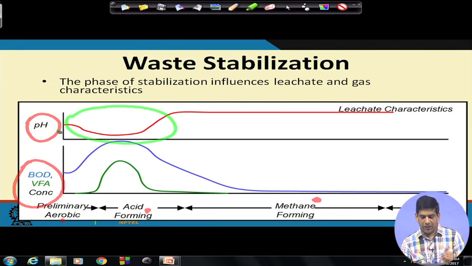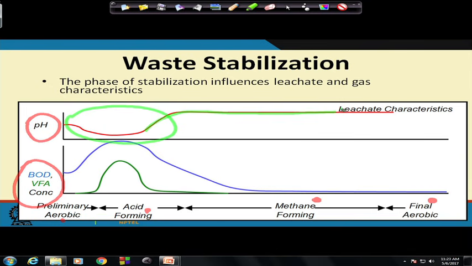There is a dip in pH, and then once the acids are being converted to methane, you start seeing pH going up, and then it stabilizes. The typical pH of a landfill leachate is around 6.5 to 8.5. So it's around that range. That's the reason why it looks like that.